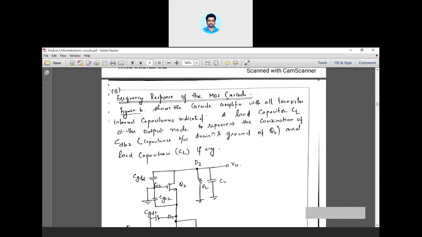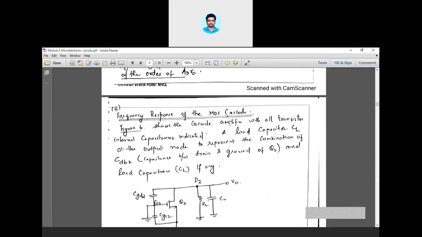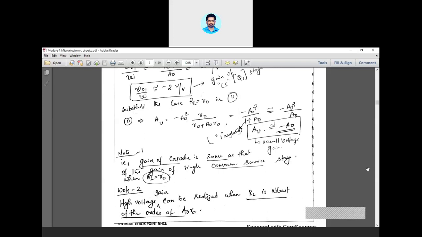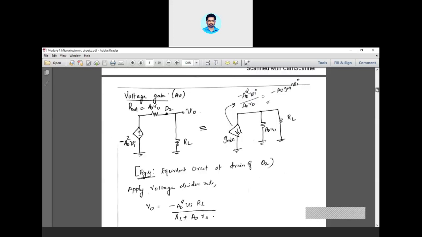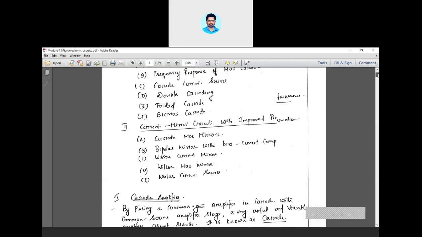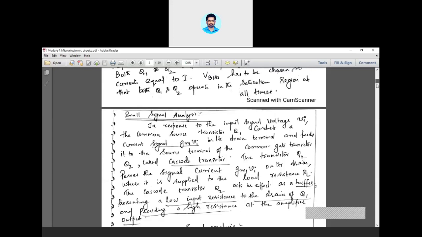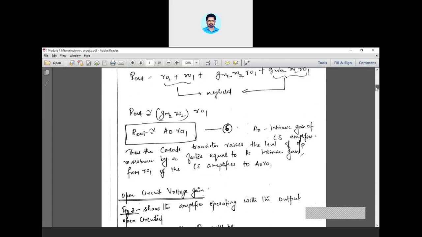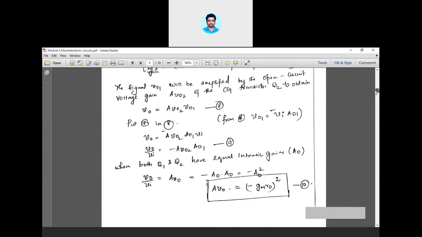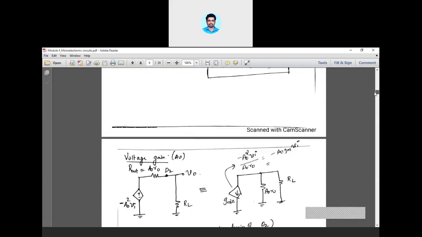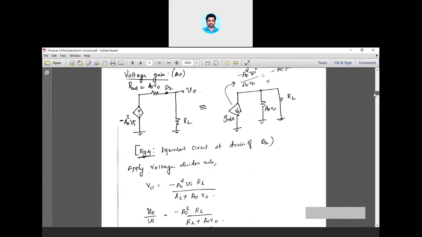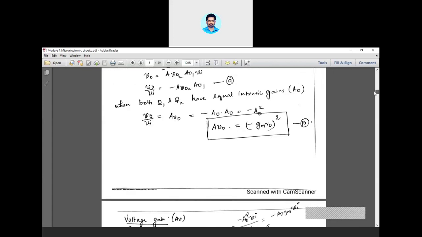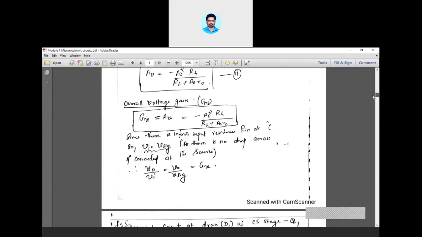So meanwhile, today we'll be discussing the frequency response of the cascode. In the earlier class, we discussed the small signal analysis where we derived some equations for the gain, and the conclusion is that you could increase your gain by a factor of A0. So the overall gain is Gm into R0 the whole square, as per this equation.